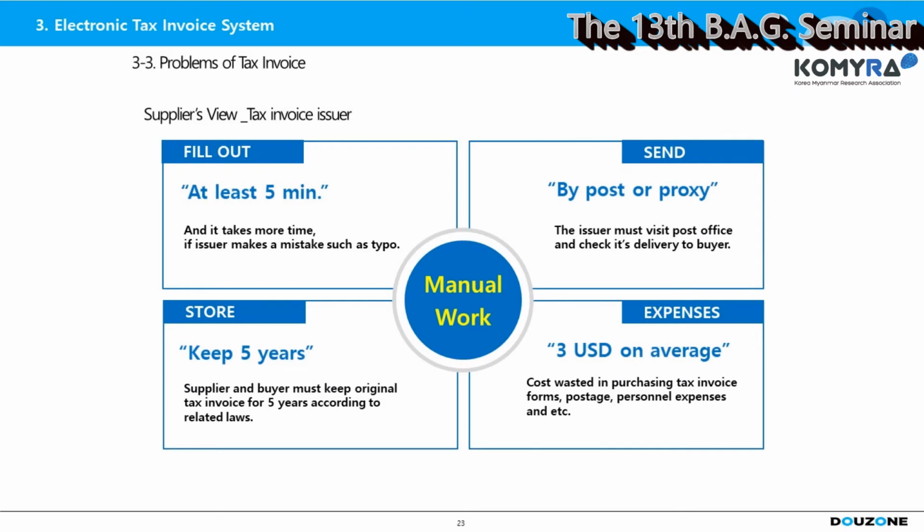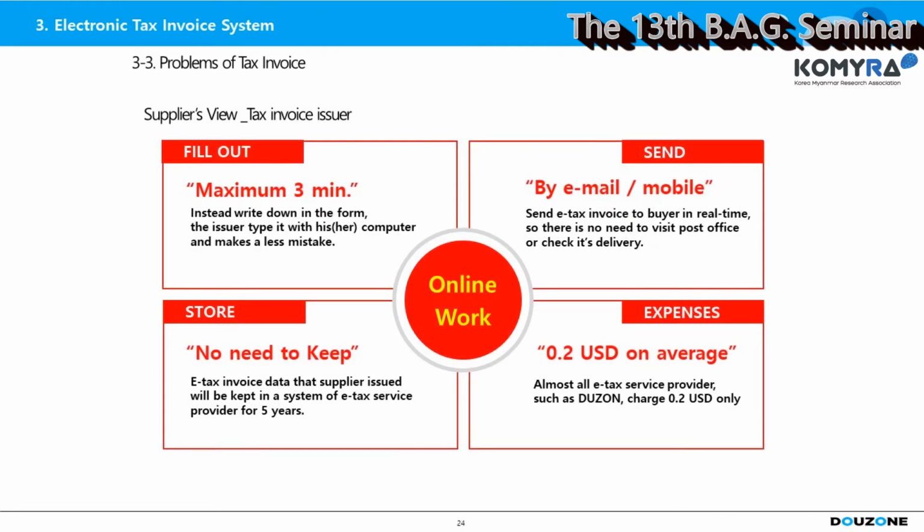So as you know, the e-tax invoice system has a lot of benefits and advantages. A tax invoice issued on paper has a lot of risk. It takes at least 5 minutes to fill out, it has to be stored for at least 5 years, and it is sent by post at $3 every time. Very expensive and very hard.